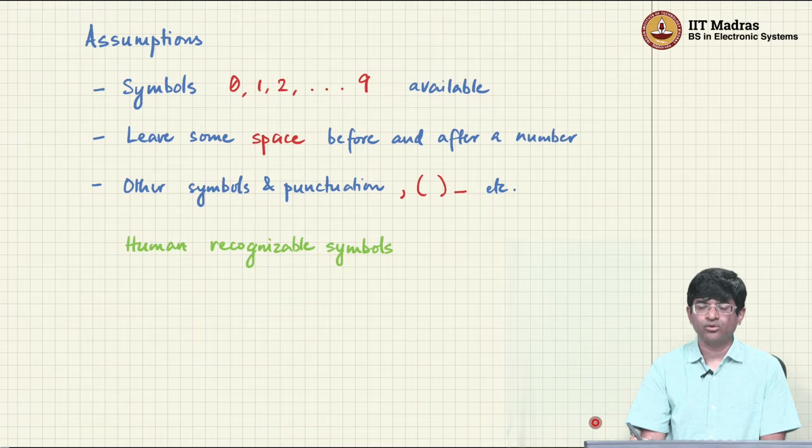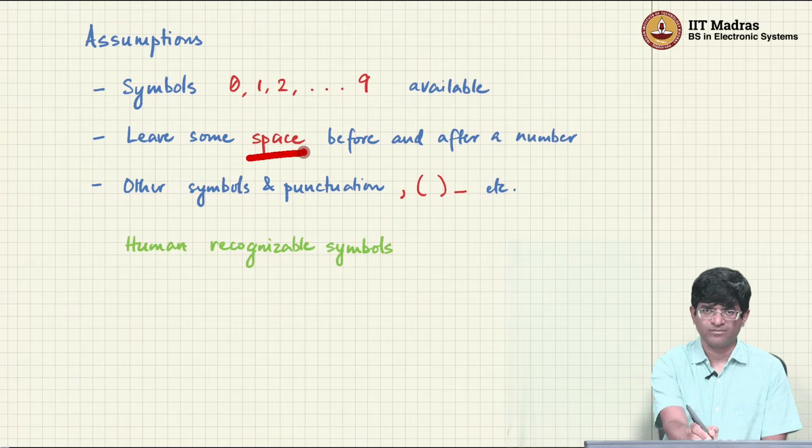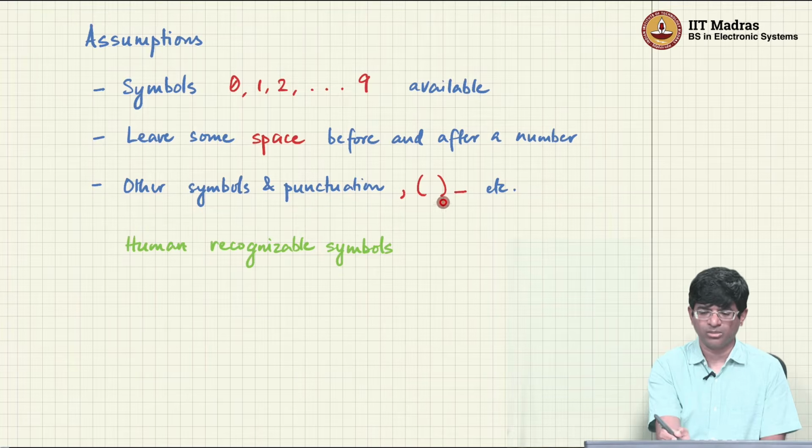Now how do I know when a number starts and when it stops? The moment I start seeing digits, I say, hey, this is the start of a number. But then I know that if there is some kind of a space or some other kind of punctuation, maybe a comma or parenthesis or maybe some other kind of symbol, which separates two numbers, I can say that, hey, these are two different numbers.